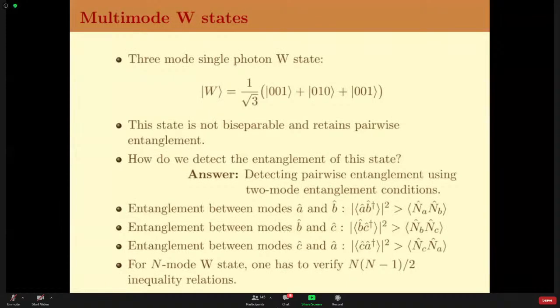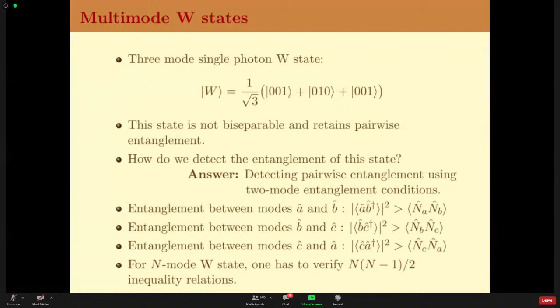Okay. So now I enter into multimode non-Gaussian states. I consider a specific state, the W state. The three-mode single photon W state is given here. For this state, the probability amplitude is the same for all ket vectors. This state is not biseparable, and it retains a pairwise entanglement.